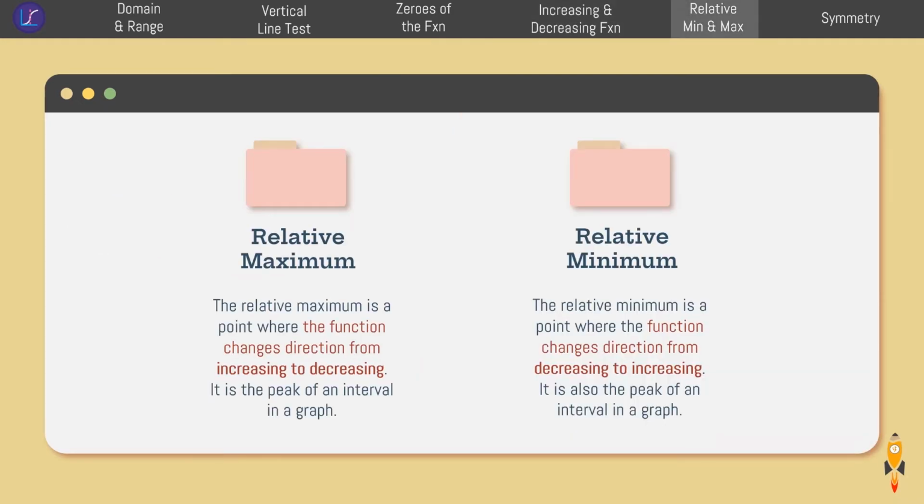What is relative maximum and what is relative minimum? Relative maximum. The relative maximum is a point where the function changes direction from increasing to decreasing. It is the peak of an interval in a graph. Relative minimum. The relative minimum is the opposite of relative maximum. It is a point where the function changes direction from decreasing to increasing. It is also the lowest point of an interval in a graph.